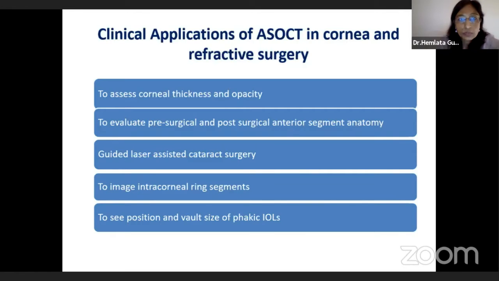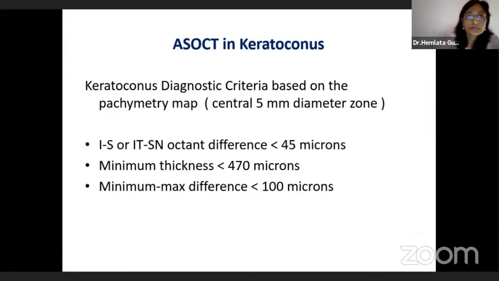And coming to the clinical applications of ASOCT, we can use it to assess the corneal thickness and opacity, and to evaluate the pre-surgical and post-surgical anterior segment anatomy. It is used in guided laser assisted cataract surgery, to image the intracorneal ring segments, and to see the position and vault size of the phakic IOLs, and there are many more indications I'll be showing in clinical cases.